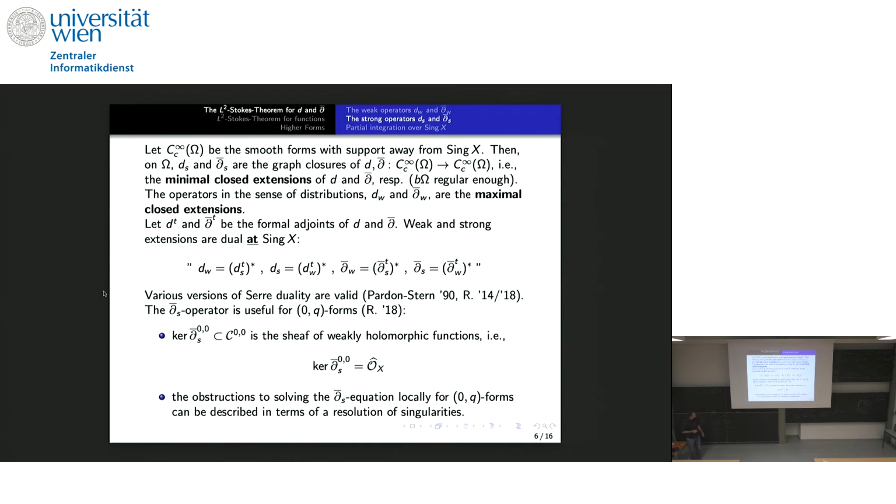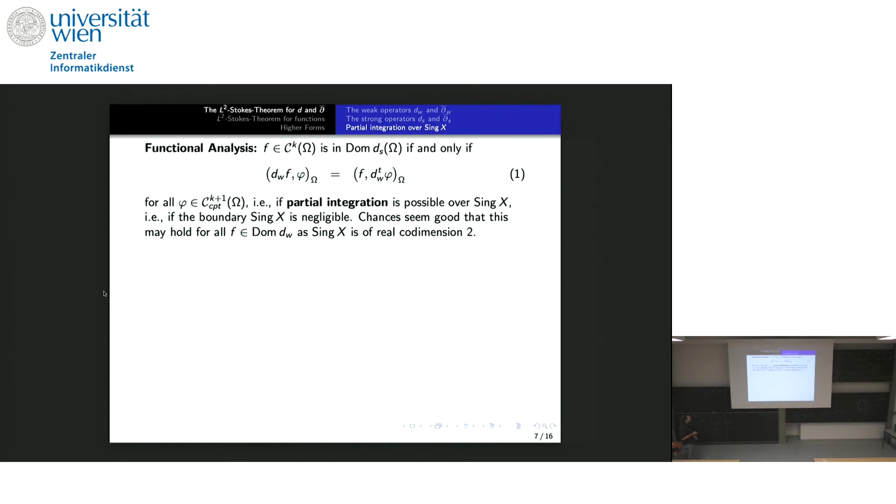Another interesting thing is the obstructions to solving the D bar S equation locally for zero Q forms. So there are obstructions in general for NQ forms and the D bar W. We had solvability, the Poincaré-Dolbeault lemma, but here we have in general obstructions, and they can be described in terms of a resolution of singularities, and the obstructions disappear if and only if the singularities are rational. That will also appear later again.